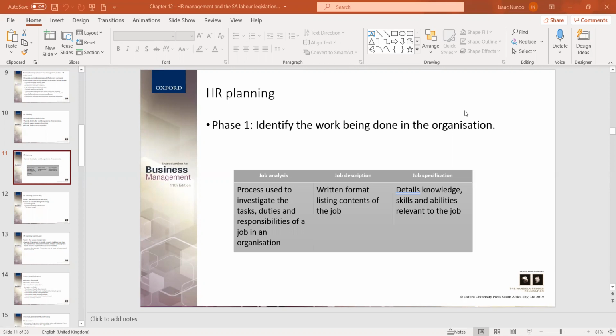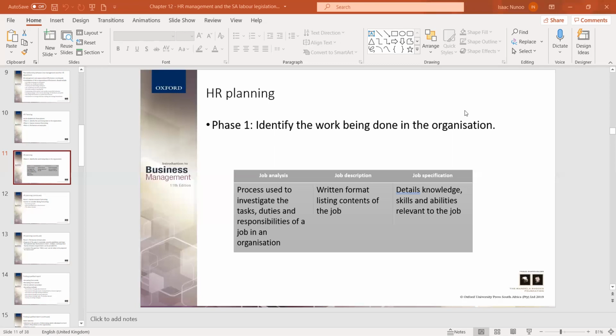We can also talk about the job description. Once you see any form of advert, you realize that they give out spelled-out information about what the job is about. The job description is information put in a written format, the written content of the job. When most professional companies advertise, they give a job description as a written listing of the content of the job.